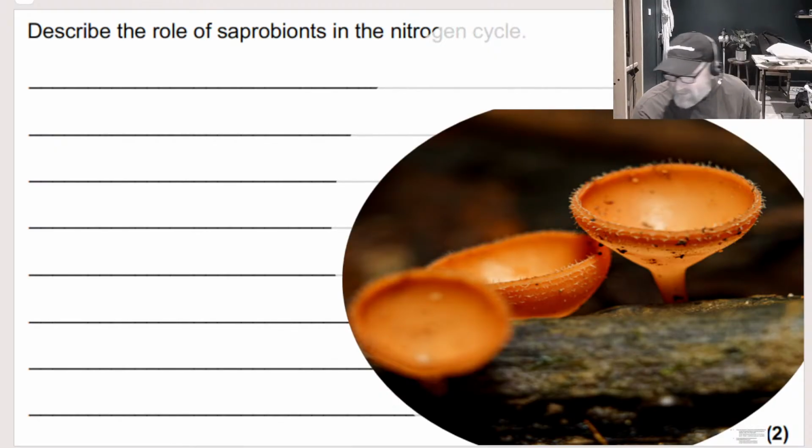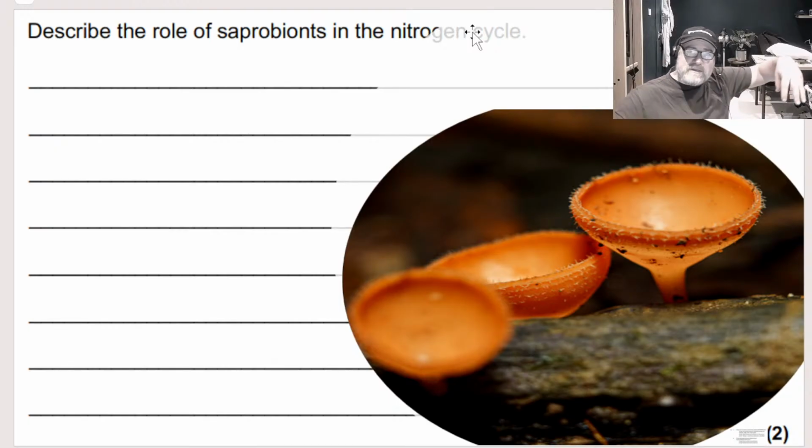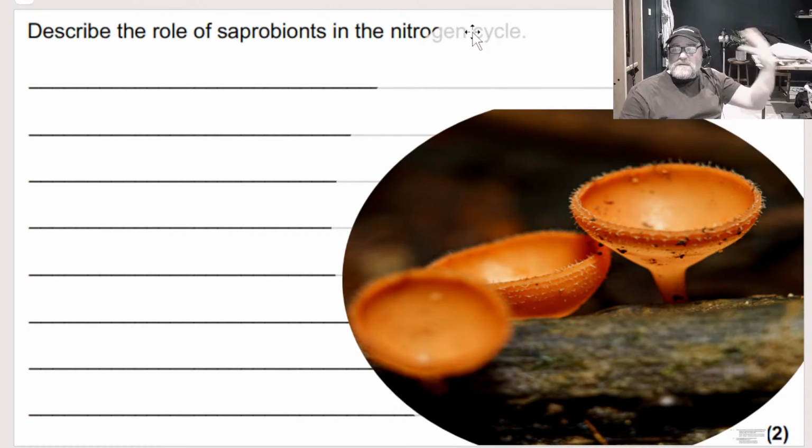Oh my days. Okay, describe the role of saprobionts in the nitrogen cycle. Saprobionts are normally single cell, but I found a picture of some mushrooms. Saprobionts in the nitrogen cycle, 2 marks. What do saprobionts do? They're the ones that are going to get rid of dead things. So what keywords would you put up for how they get rid of dead things? It's only a 2 marker. What do you think you need to say to score 2 points? You should be able to say 2 separate keywords to do with what happens to dead organisms or waste.